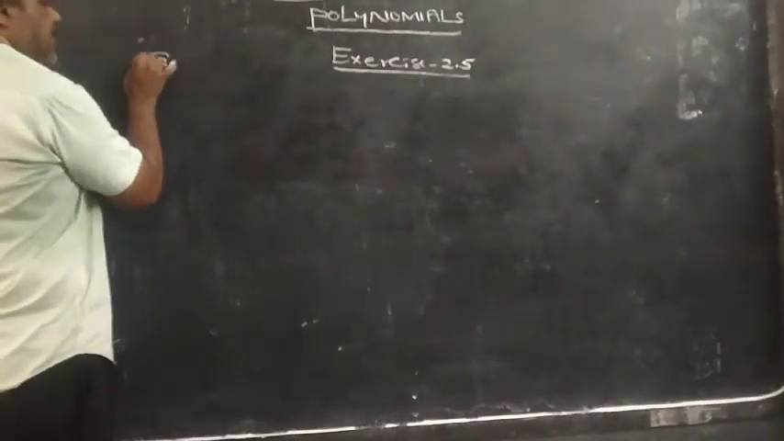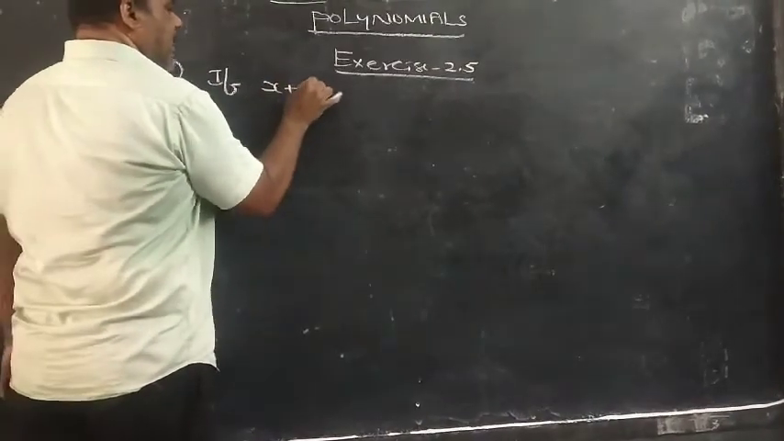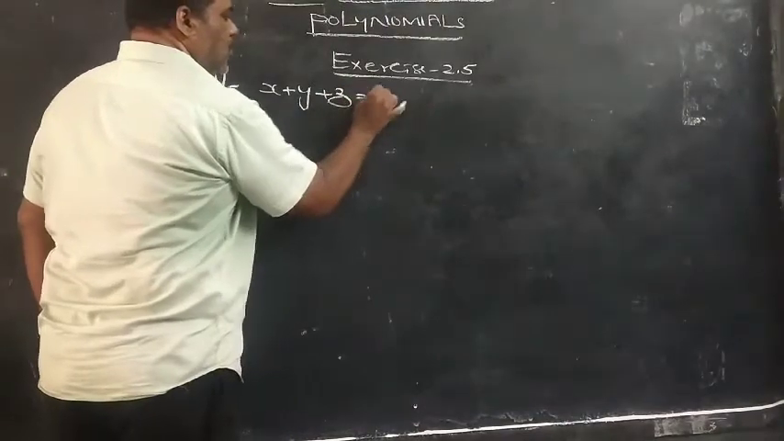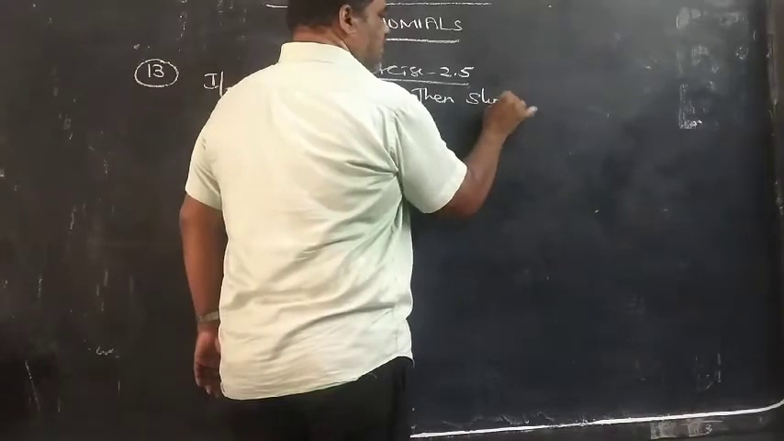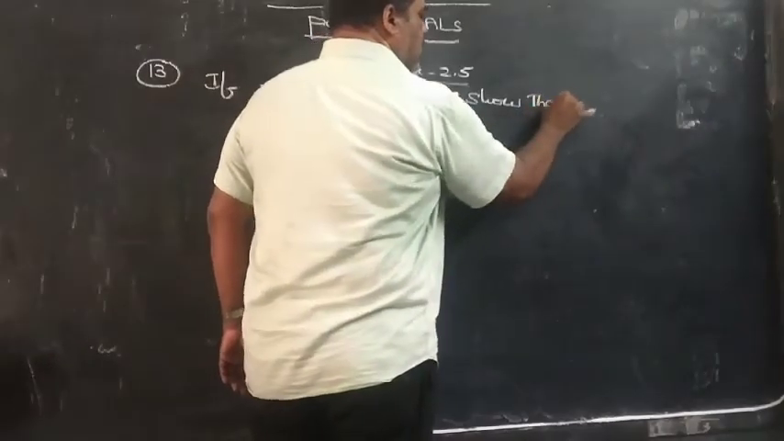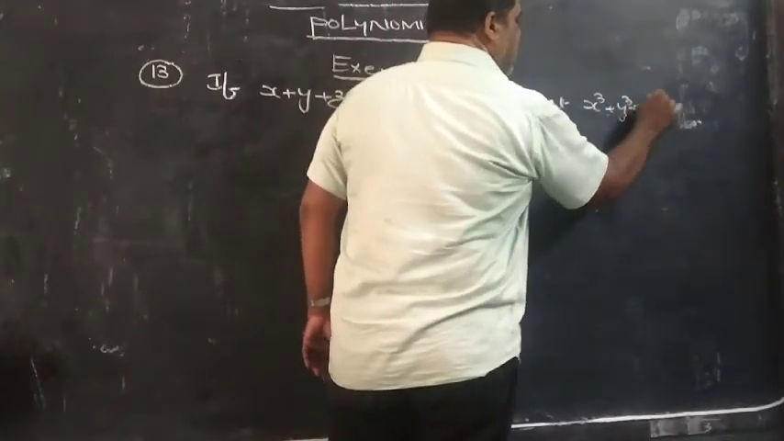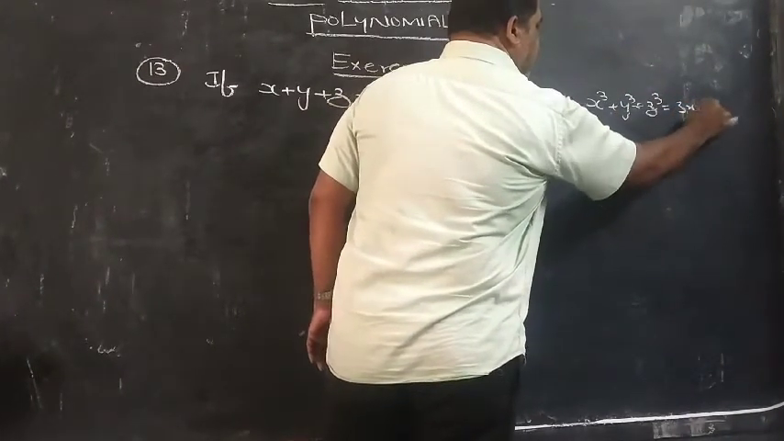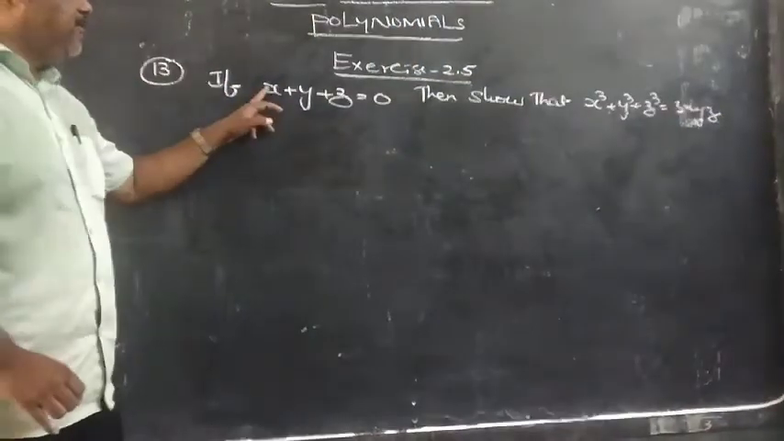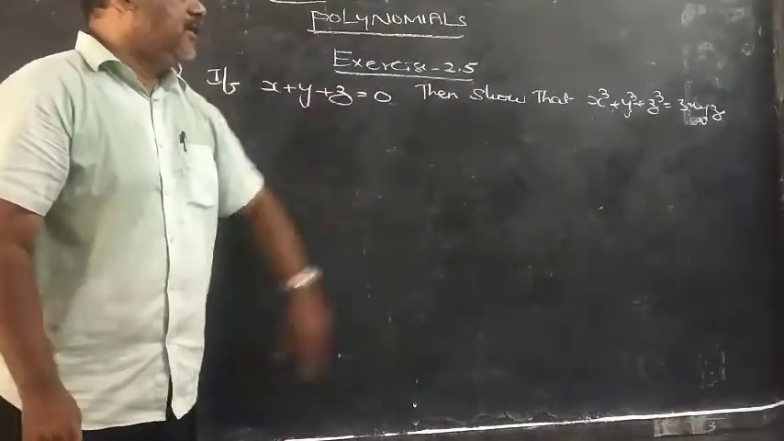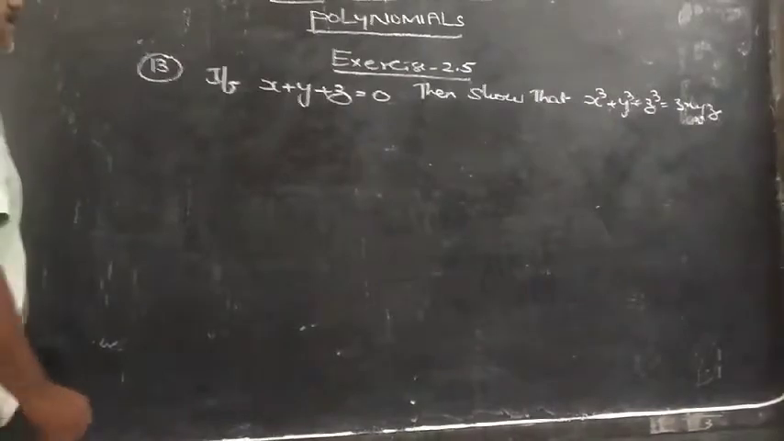Right, question number 13. If x plus y plus z is equal to 0, then show that x cube plus y cube plus z cube is equal to 3xyz. This is a very important problem. If x plus y plus z is 0, then we have to show that x cube plus y cube plus z cube is equal to 3xyz.